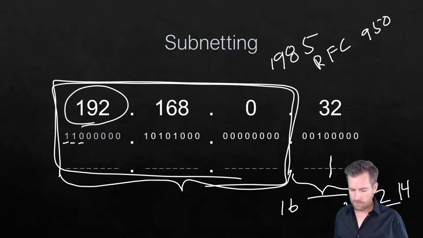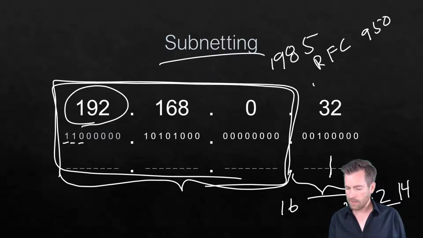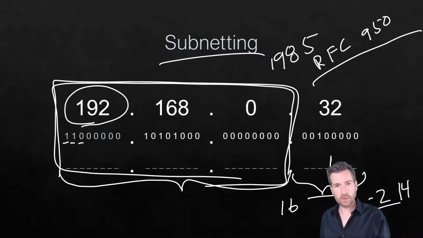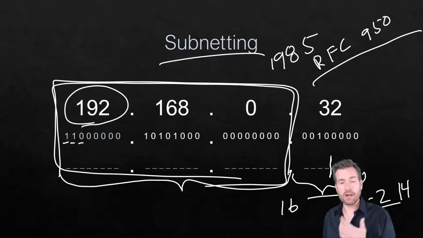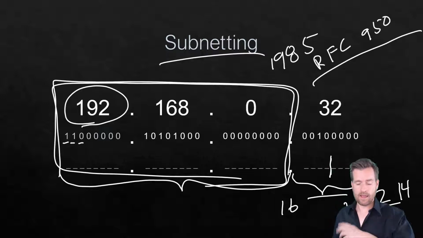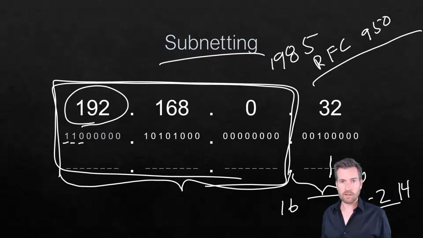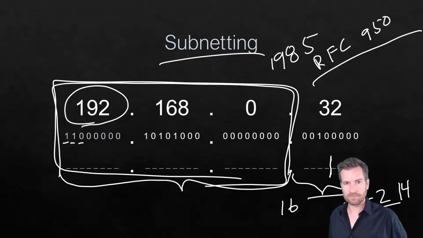So that's subnetting. So that's defined by RFC 950, how I subnet a classful address into smaller networks. And then you can do that with each one of the classes. So you can do that with a Class A network that's given to you, a Class B network that's given to you, or a Class C network that's given to you. And that is subnetting.